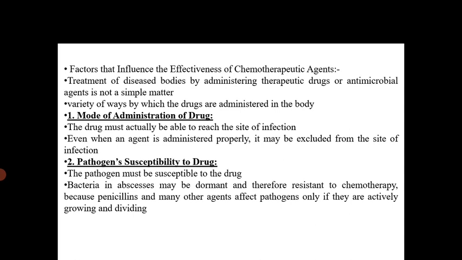Understood? Now some more examples. Antibiotics like neomycin and bacitracin are applied topically to skin lesions. And non-oral routes of administration often are called parenteral routes. Even when an agent is administered properly, it may be excluded from the site of infection. Now let's understand with an example. Body clots or necrotic tissue can protect bacteria from a drug.